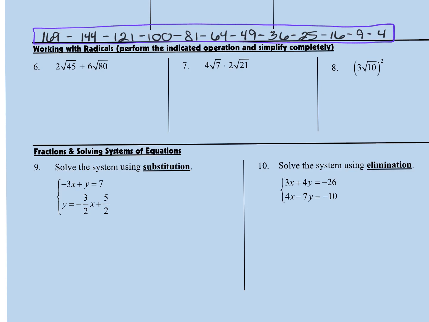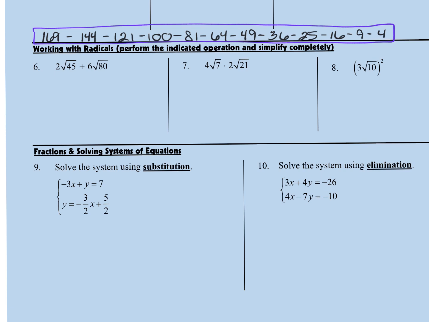In this video, we are going to look at working with our radicals. That means we are going to look at simplifying and adding. We're going to look at multiplying, and then also just a little refresher on squaring. We're also going to take a look at solving systems of equations. So there's a lot of information here. It should all be review, but there might be some details that you've forgotten or maybe just didn't quite pick up on the first time around.